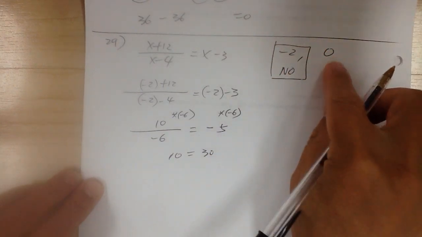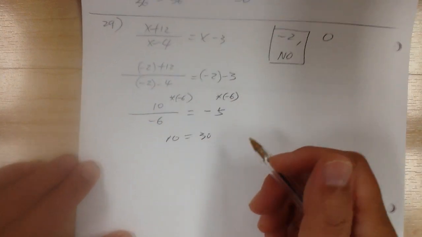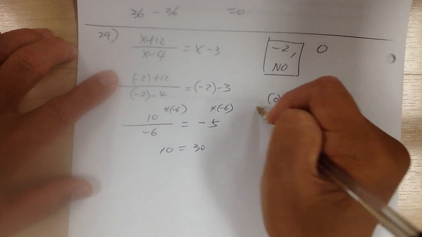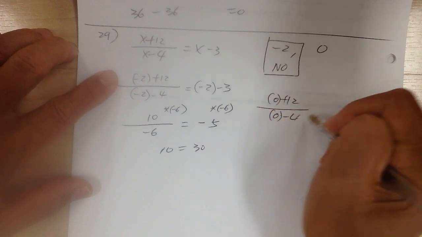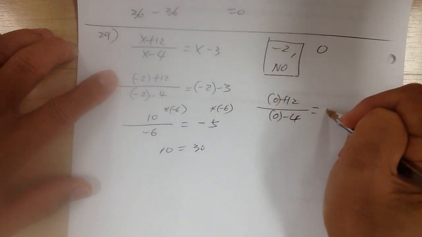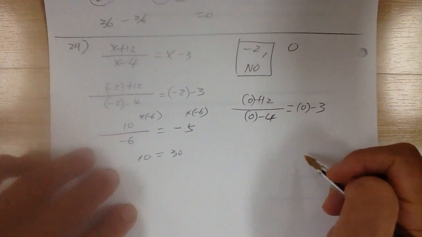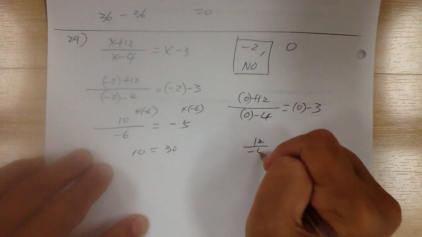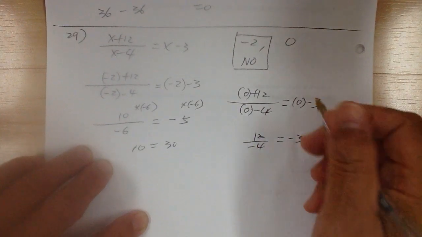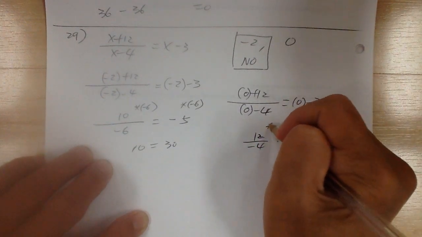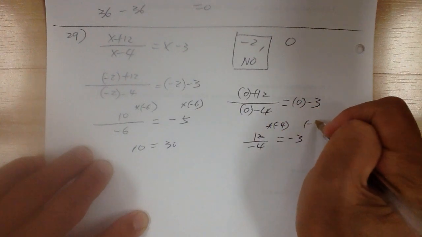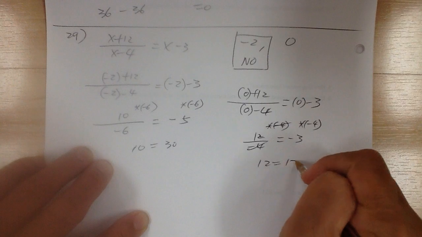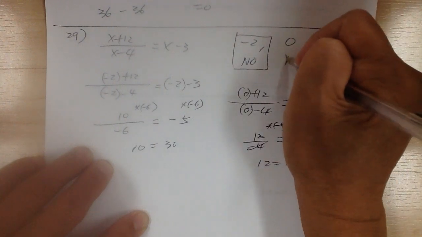Okay, let's go and do the 0. Okay, I'm going to do it over here. So you're going to get 0 plus 12 over 0 minus 4 equal to 0 minus 3. Okay, so you're going to get 12 over -4 equal to -3. Okay, and you cross multiply. Okay, so this will cancel out. So you got 12 equal to 12. So it checks out. So this is yes.